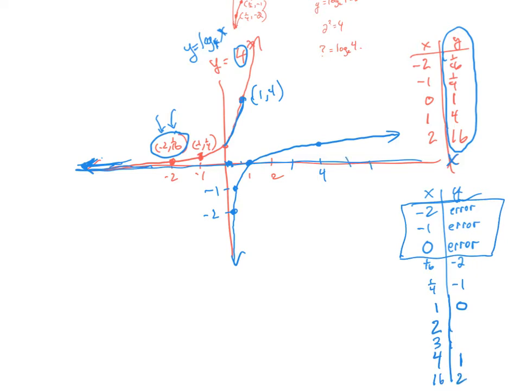So 4, 5, 6, 7, 8, 9, 10. So it's way off the charts. It's not even going to get to 2 until you get to 16. Now it will go off to infinity, but it's going to go a long way before it does. So you're going to have to go really, really high in the x direction before you get very high at all in the y direction.